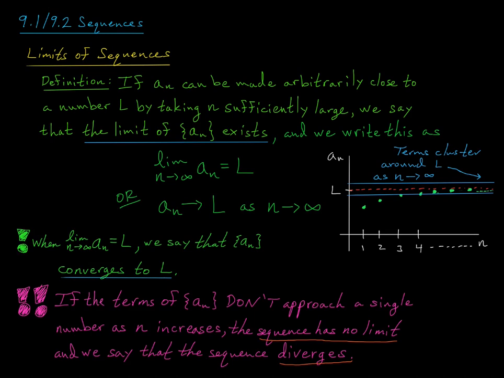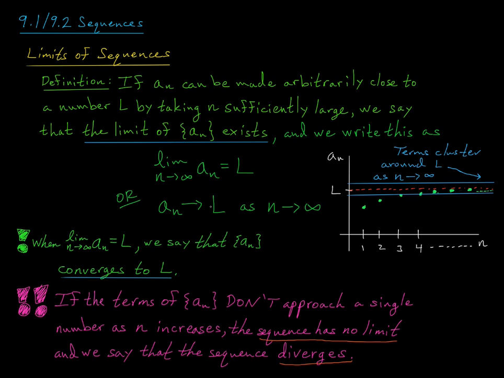Alright, so in this video we're going to formally introduce limits of sequences, and so we'll start here with the definition. It says that if a sub n can be made arbitrarily close to a number L by taking n sufficiently large, we say that the limit of the sequence a sub n exists, and we write this using limit notation as follows. It says the limit as n approaches infinity of a sub n is equal to L.